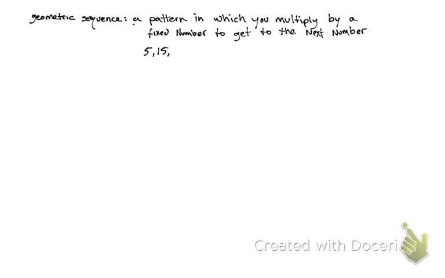So let's say you have the pattern 5, 15, 45, 135. To get from 5 to 15, we multiply by 3. 15 to 45, multiply by 3. 45 to 135, again, we multiplied by 3. So it's all being multiplied by a fixed number to get to the next number, so that tells you it's a geometric sequence.